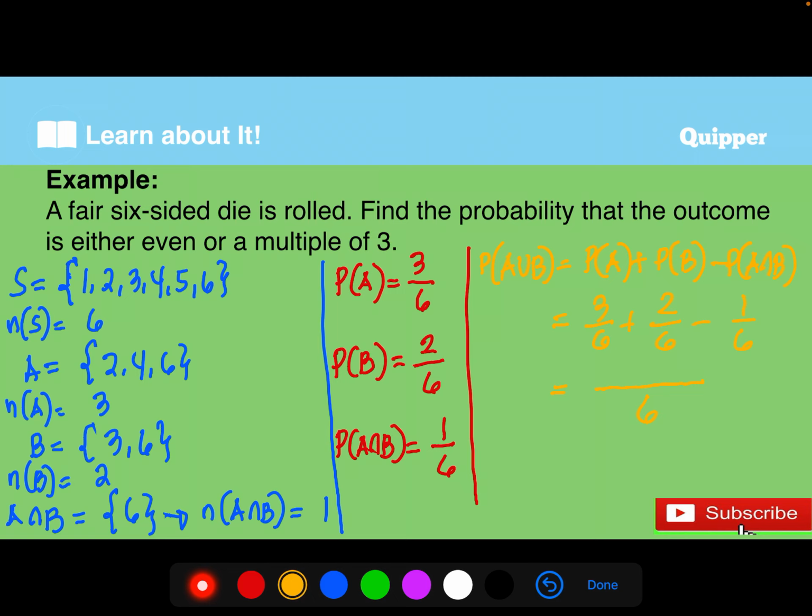Just copy the common denominator, then operate the numerator. 3 plus 2 is equal to 5, minus 1 is 4. So we have 4 over 6. And then reduce this to lowest term, divide both numerator and denominator by 2. So we have 2 over 3, or 2/3. Therefore, the probability of A union B is equal to 2/3.